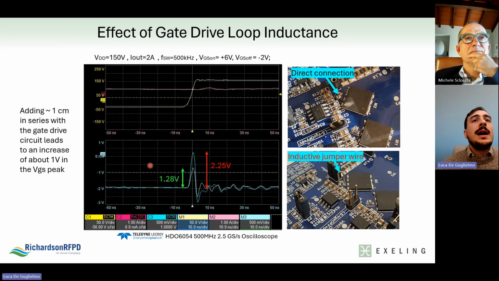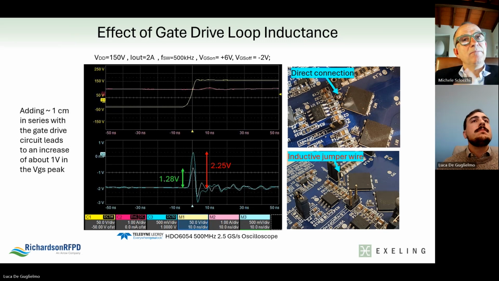For comparison, I added a jumper wire to increase the loop length by about 1 centimeter to emulate a bad gate layout. With the increased gate loop, the peak voltage rises to 2.25 volts, almost double. But in both cases, a negative bias voltage is advisable. Generally, for high voltage GaN devices, for example, in half-bridge configuration above 300 volts, I prefer a negative bias configuration around -2, -3 volts.